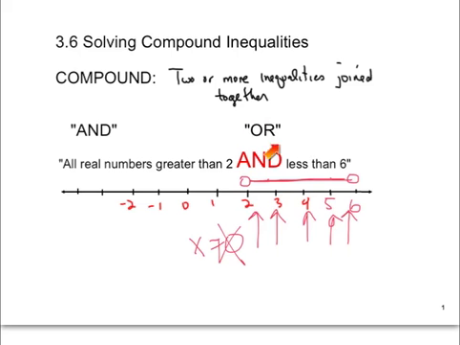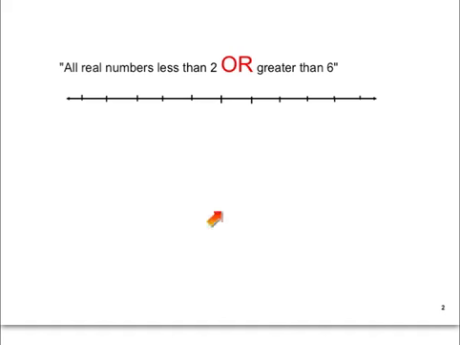The word or is a little bit different. If I say you have to be wearing a blue shirt or jeans to be a winner, well, that's a whole different set of logic and a whole different group of winners. So let's look at that example. If you are a winner if you're less than 2 or greater than 6, let's graph that inequality.